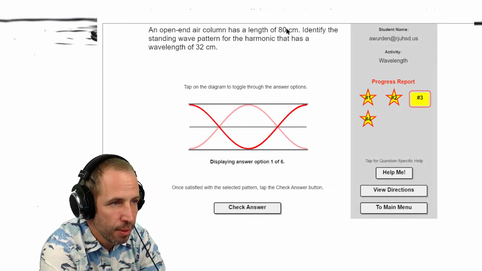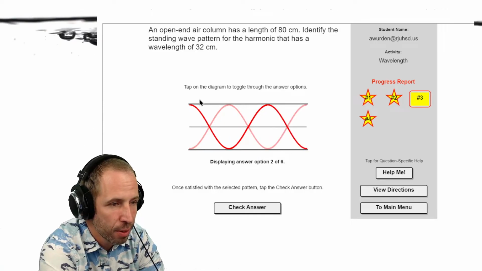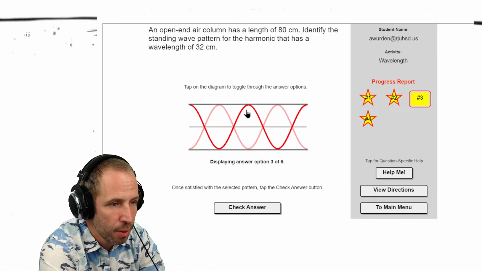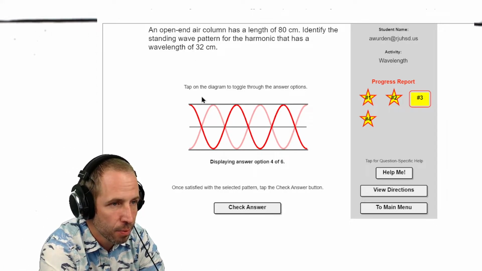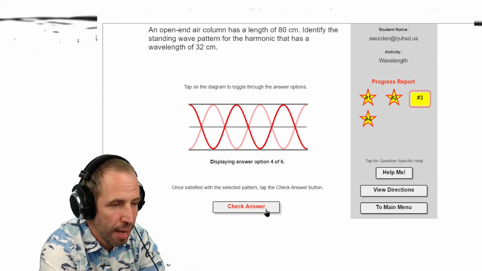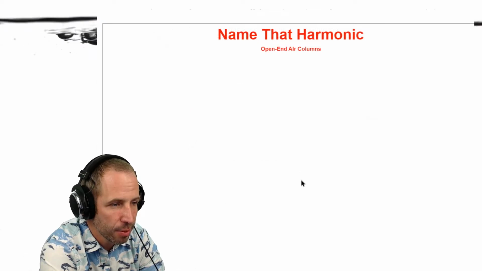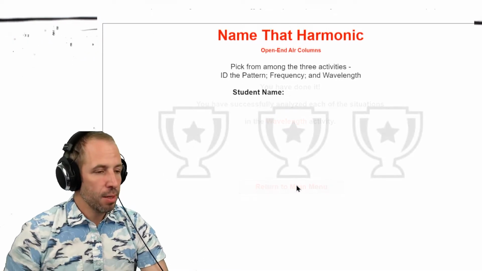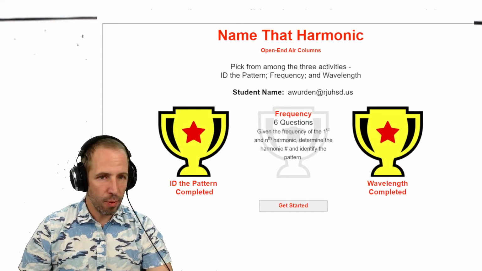Okay, 80 centimeters. We need to have 2.5 waves. You know, 32, then 64, and then 16 more after that. So that's a lot of waves. 1, 2. That's not it yet. Okay, there's 32. There's 64. There's 16 more. 2.5 wavelengths fit inside 80 centimeters. All right. Now we're going to go to the last one. Yeah, we'll come back to that later.